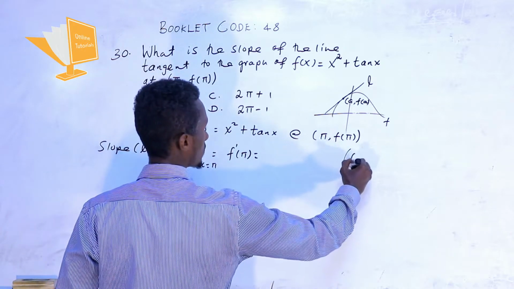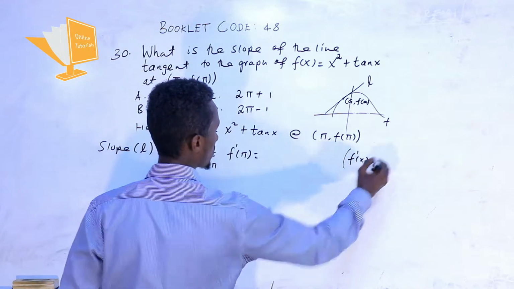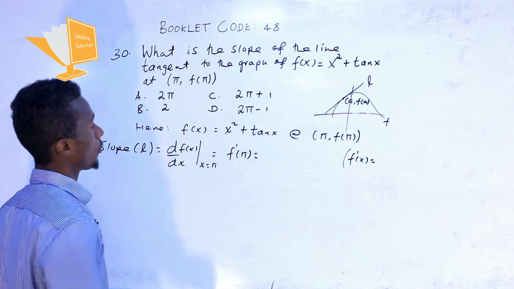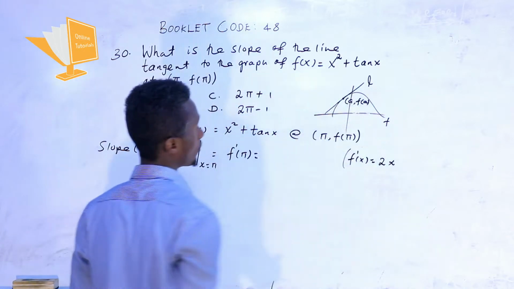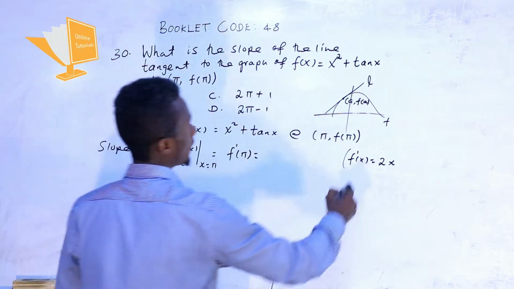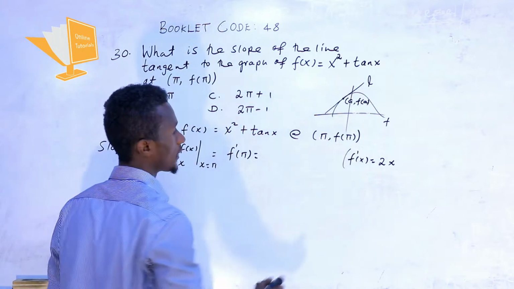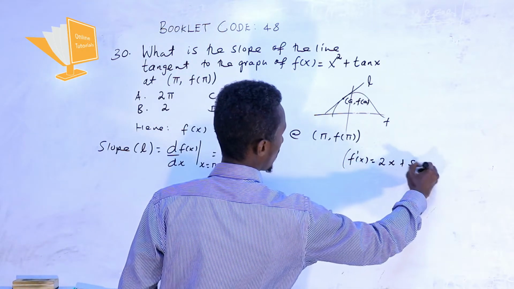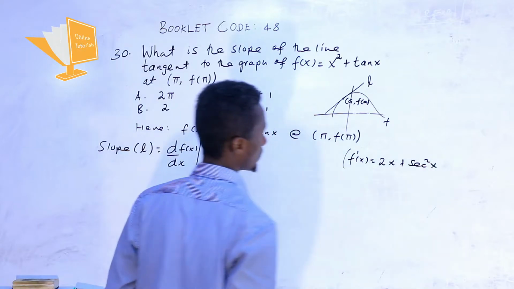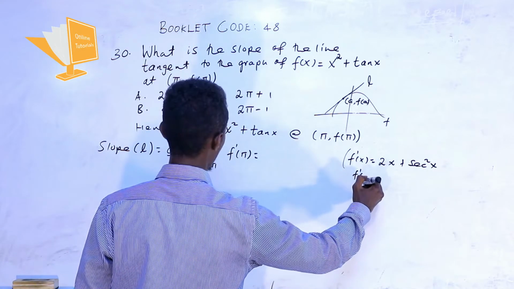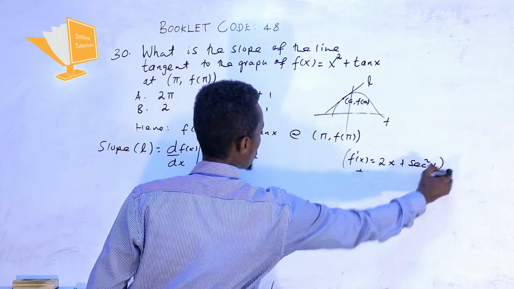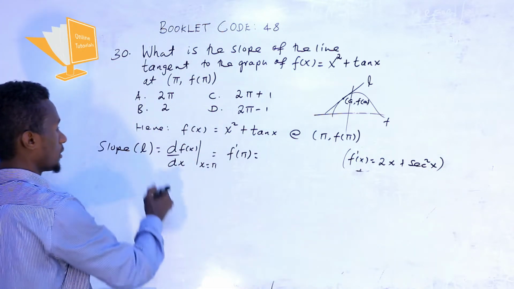First we need to find the first derivative of this function. The first derivative is 2 times x, using the polynomial form. Then the derivative of tan x is sec squared of x. So what is the first derivative at this point? Substitute pi.